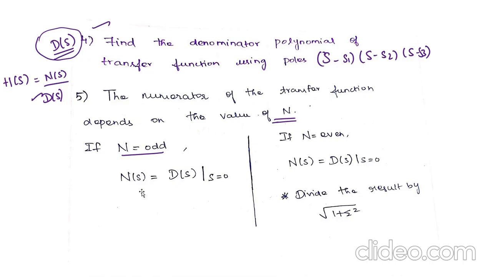The final answer is the numerator when n is odd. When n is even, this step will take place, that is we will be substituting the value s is equal to 0 in the denominator d of s formula, and you will end up with a solution like this. For n is equal to odd, you will end up with a solution, right? This solution will be divided by square root of 1 plus epsilon square. Okay, this is the only difference between n odd and n even.